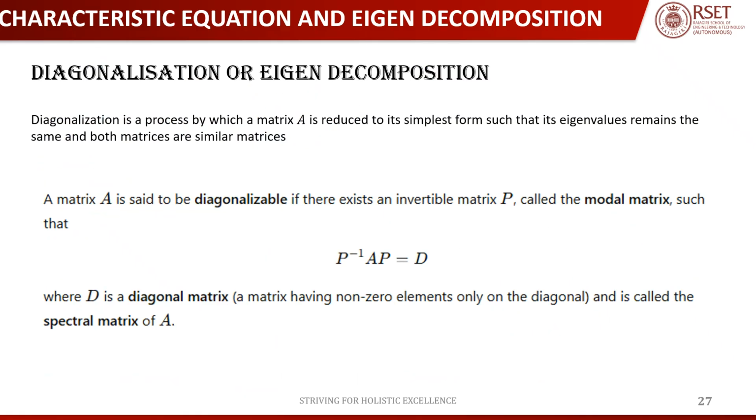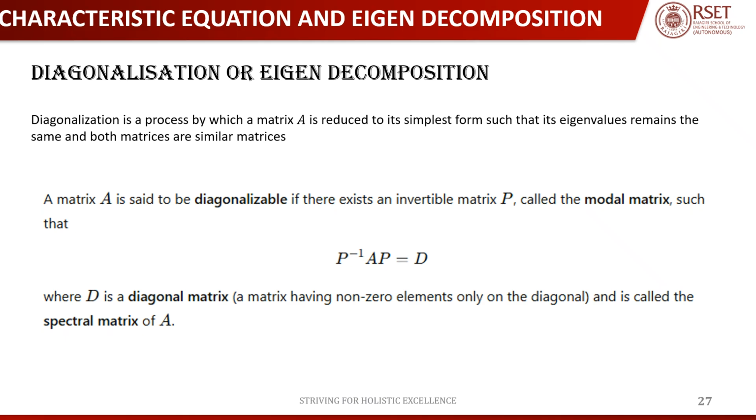Okay, now moving on to the new topic, diagonalization or eigen decomposition. When you are given a 3 by 3 matrix, you can make it similar to a particular diagonal matrix, and that process is called diagonalization or eigen decomposition. Diagonalization is a process by which a matrix A is reduced to its simplest form such that its eigenvalues remain the same and both matrices are similar to each other.